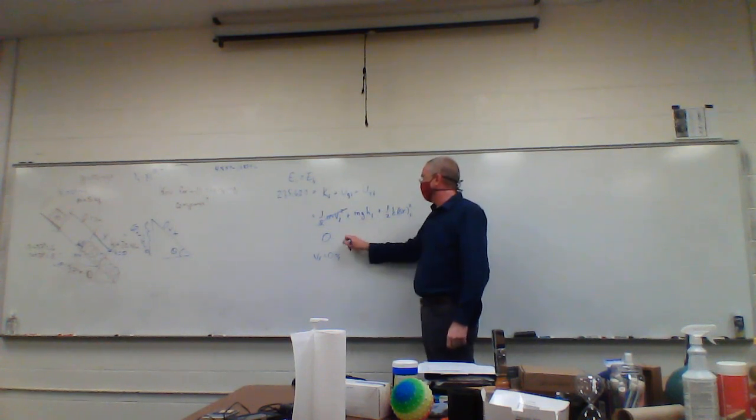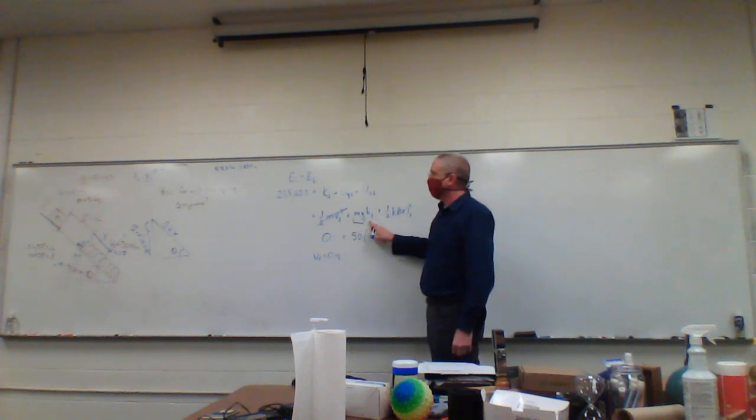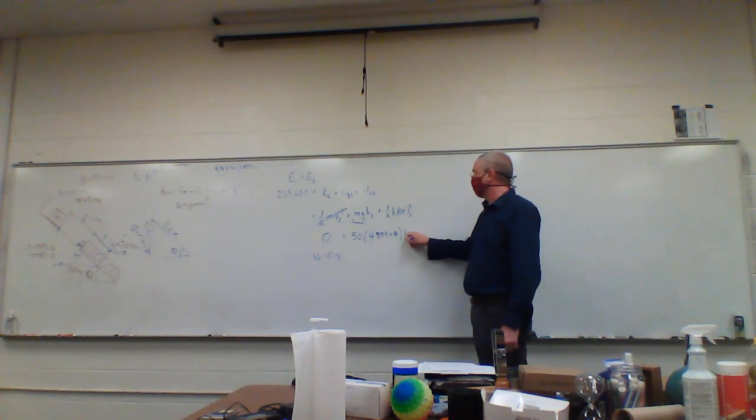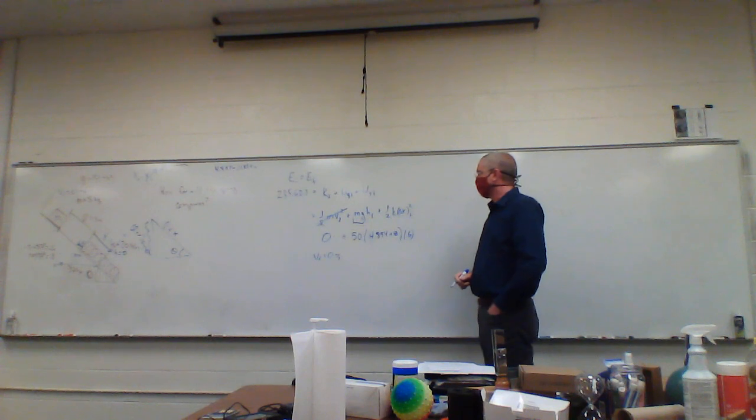So this will be, plug in numbers, that's 50 times my final height, which will be x, not doing x there. It'll be 4.854 plus z times the sine of the angle, 0.6, plus 1/2 k z squared.